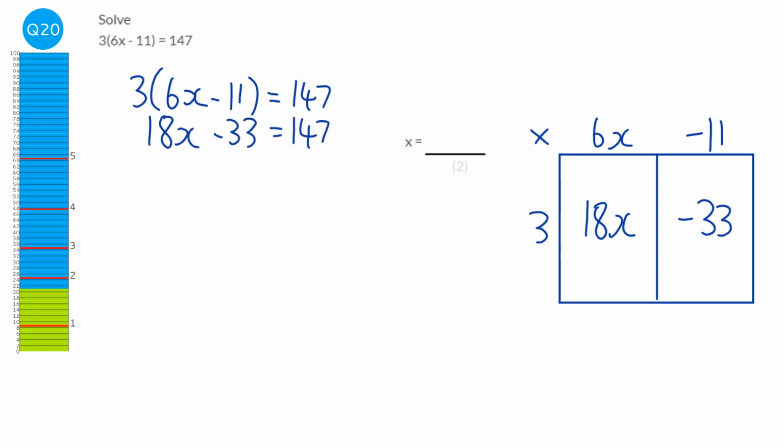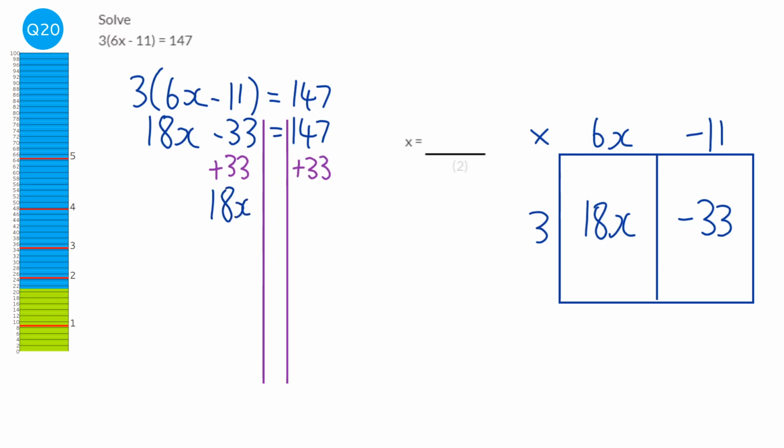Now we are solving, so we're going to put our solving lines in. The first thing I want to deal with is this take away 33. So we're going to do the opposite of that, the inverse, which is plus 33. And whatever you do to the left-hand side, you have to do to the right-hand side. So we're going to add 33 to both sides. We're left with the 18x on the left-hand side because we've got rid of the minus 33. And on the right-hand side, we've got 180. Next, we want to get rid of this times 18. So we're going to do that by dividing both sides by 18. On the left-hand side, we're left with our x. On the right-hand side, we're doing 180 divided by 18, which is 10. So our answer is x equals 10.